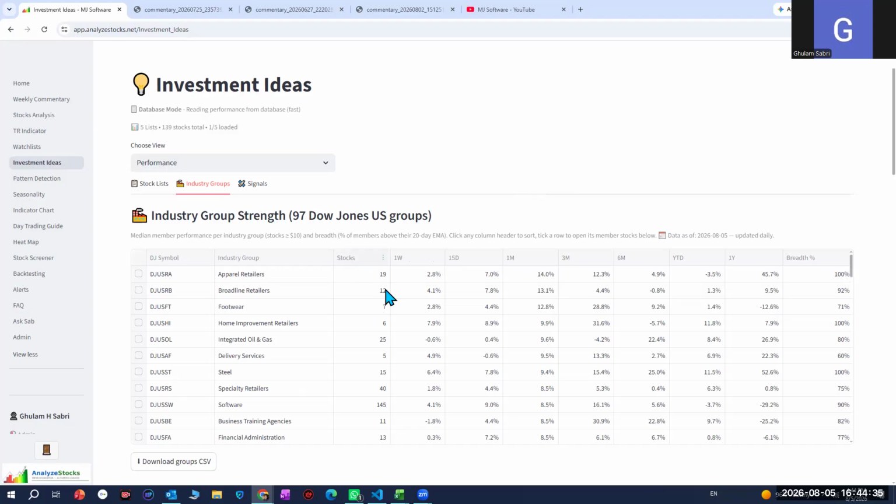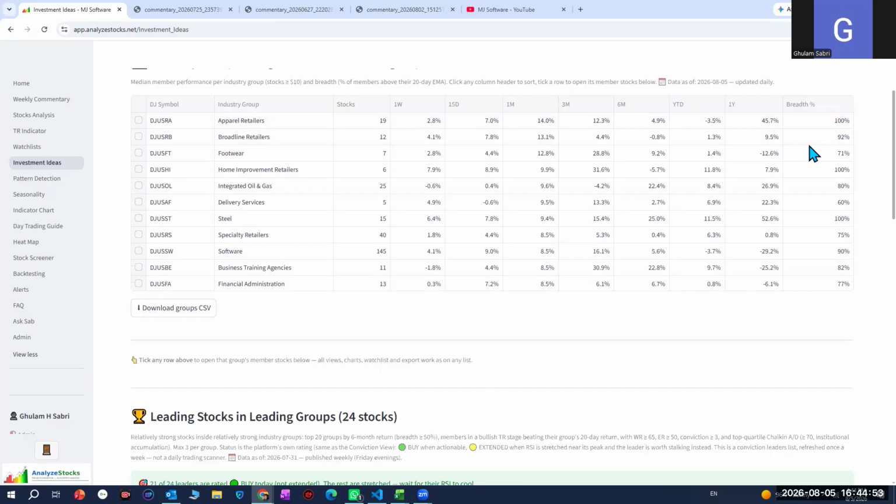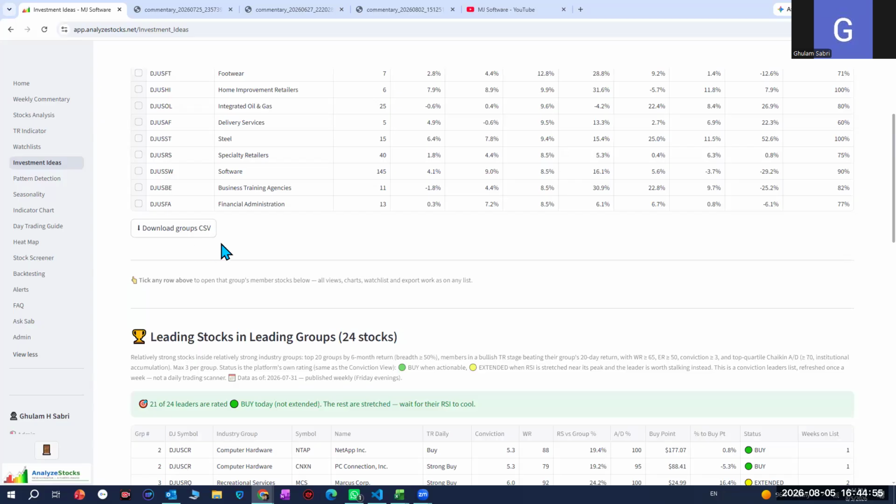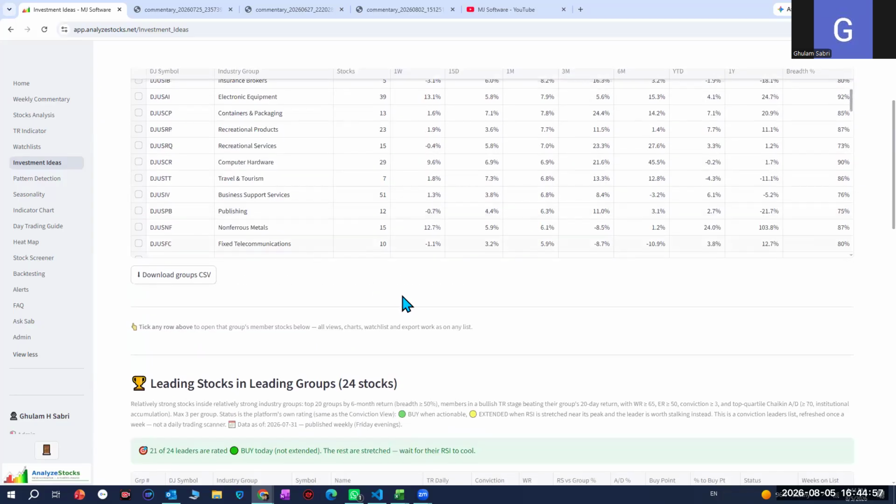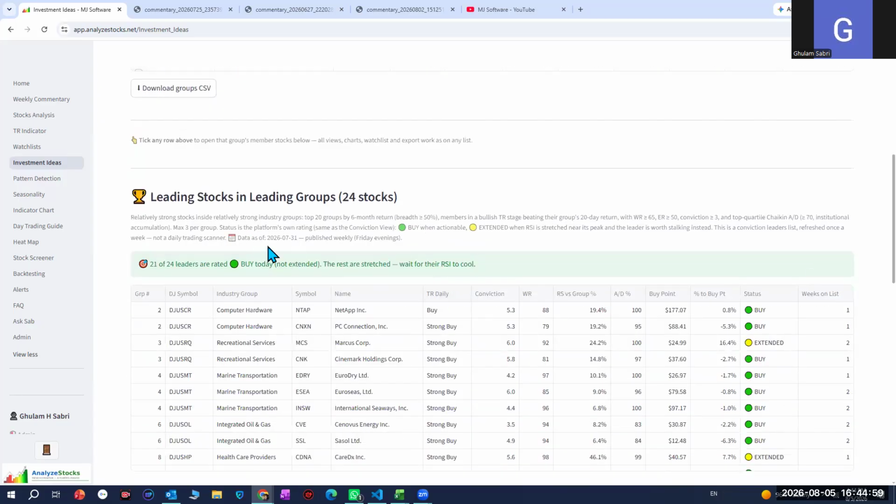There are 97 Dow Jones Industrial groups. Now it has ranked which group has been performing best as of right now, based on how many stocks are, for example, apparel retailers, they are the best stocks right now, like Ross and others. And you can download a group essay. Now, each of these groups will be telling me leading stocks in leading groups.